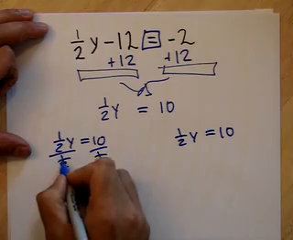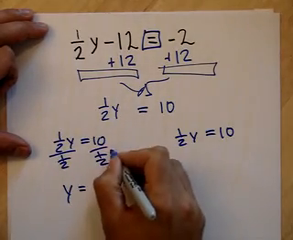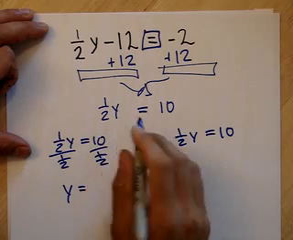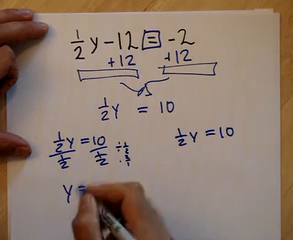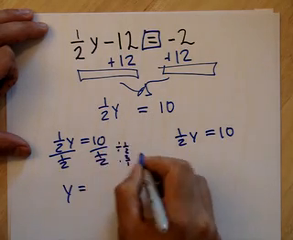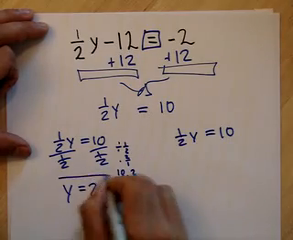Which is fine. 1/2 divided by 1/2 is 1. 10 divided by 1/2 is the same thing as 10 times 2, right? Dividing by 1/2 is the same thing as multiplying by its reciprocal, 2 over 1, right? Or some people will just write it right out, 10 over 1 times 2 over 1, and they get 20.